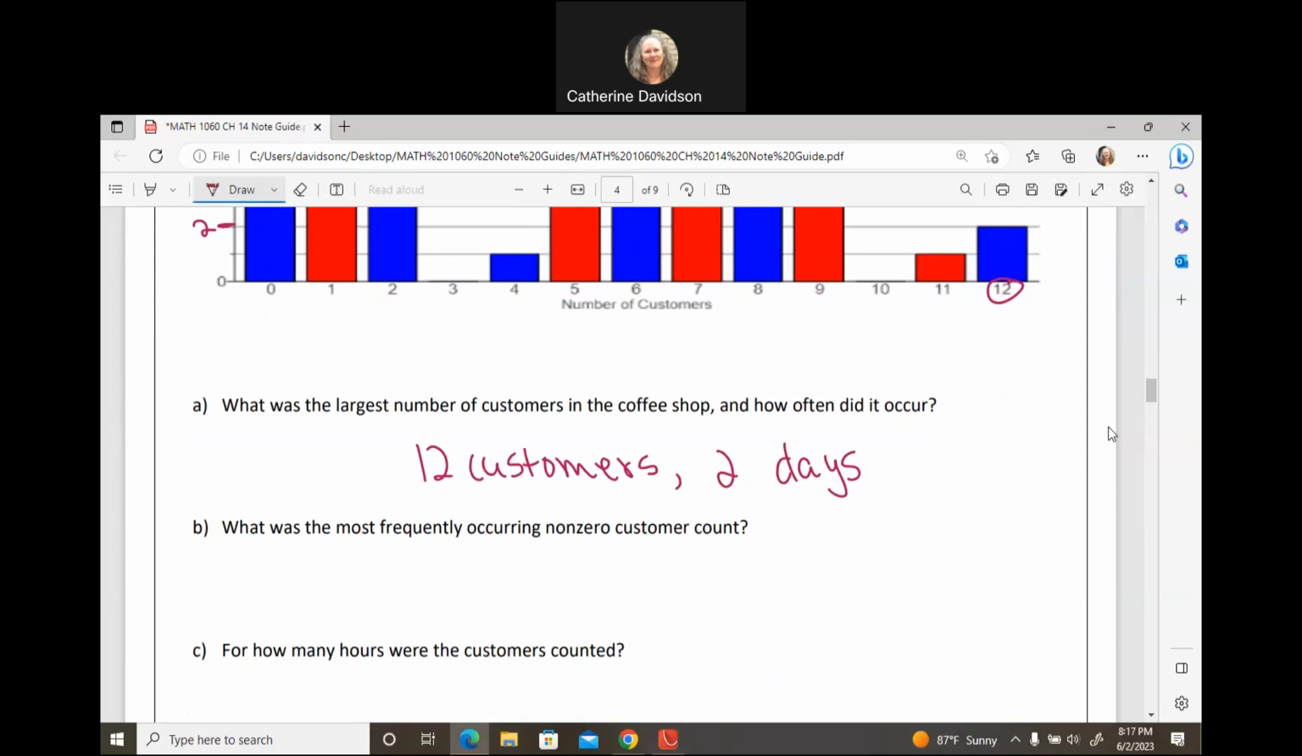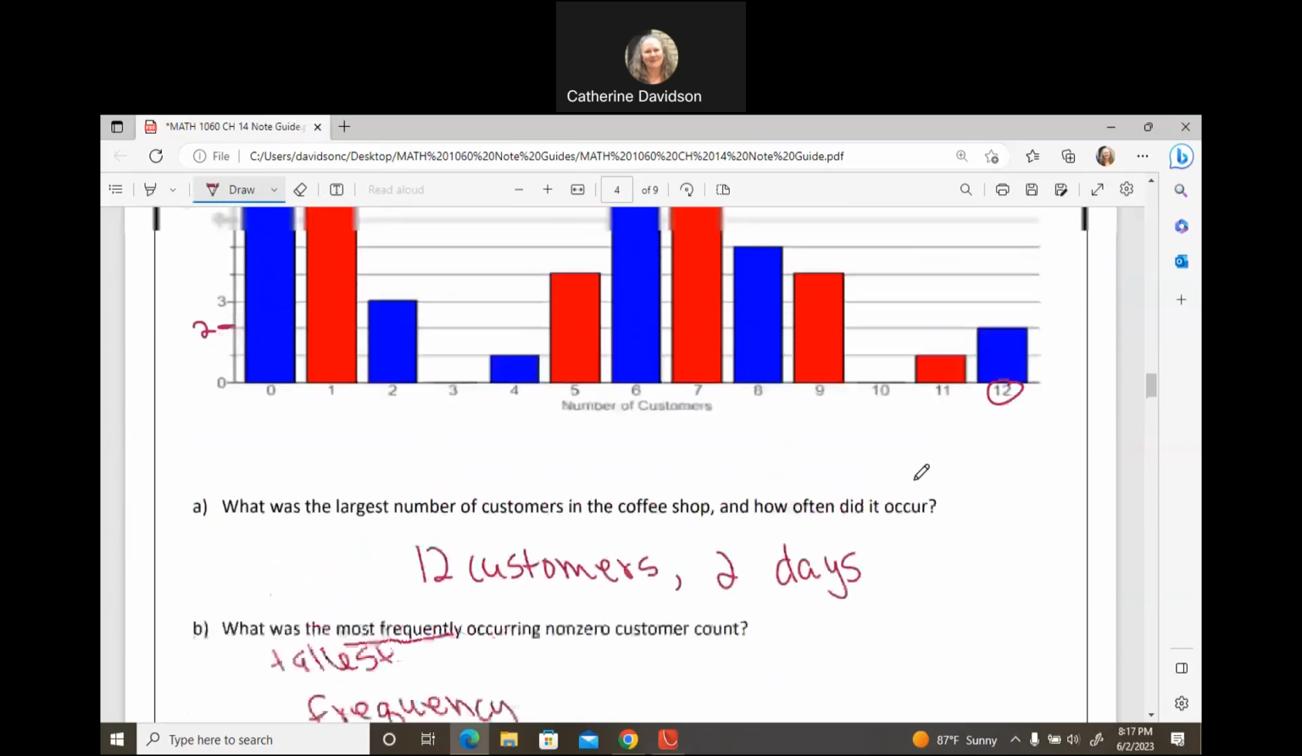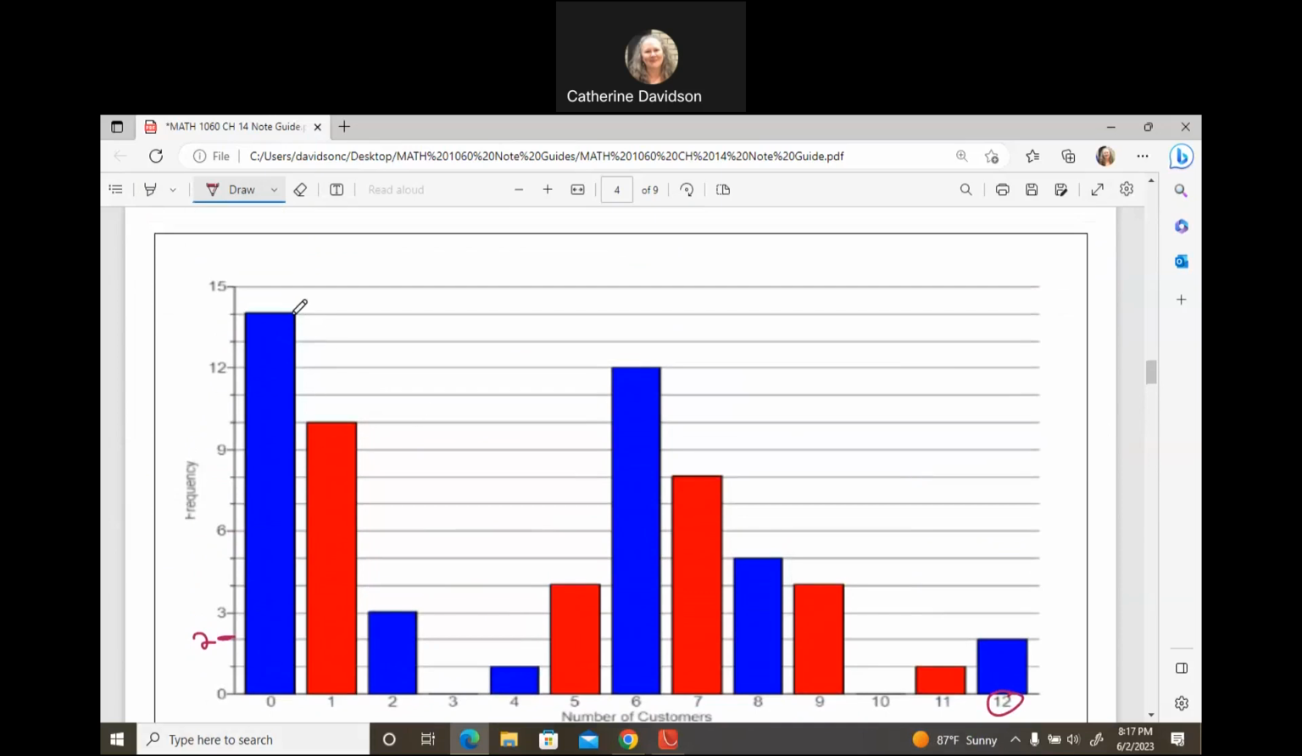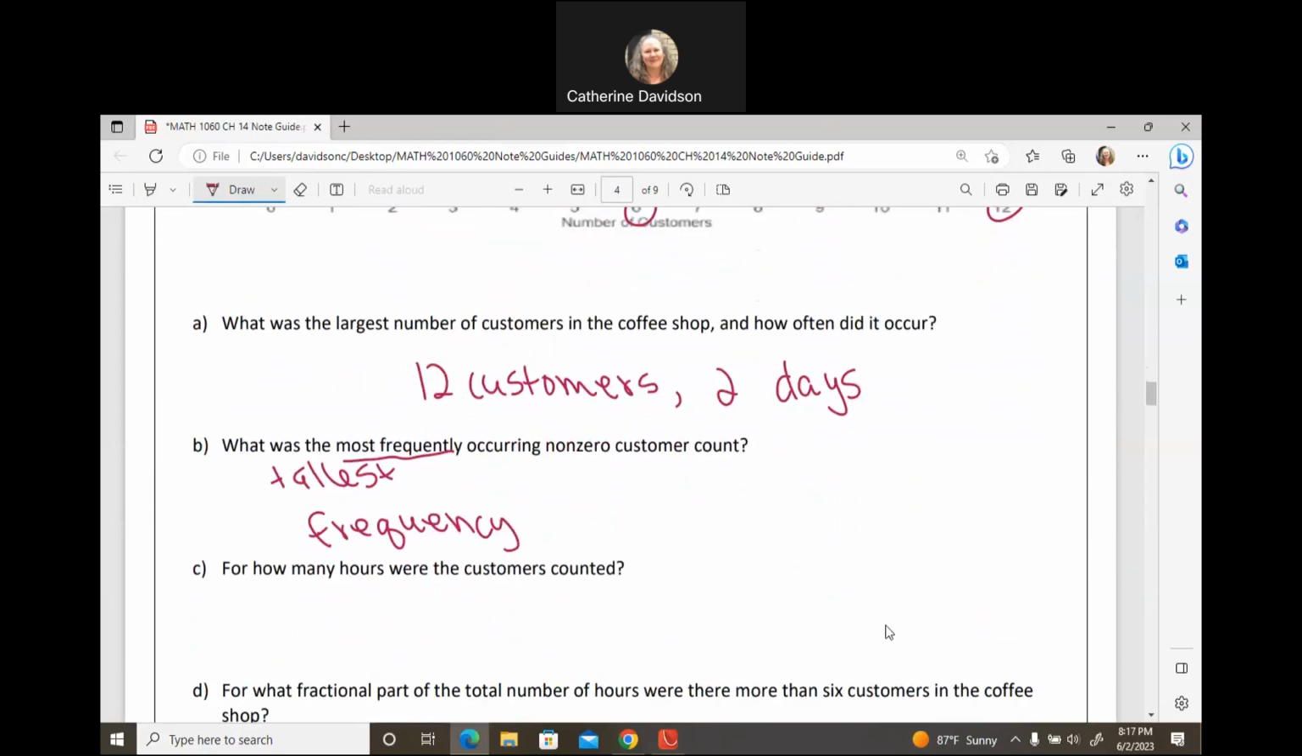So what was the most frequently occurring non-zero customer count? So most frequently means tallest frequency. So if we look at the bars, which is the tallest bar? All right, it's 0, but which is the most frequently non-zero? So the next one down is this blue bar, and that was 6 customers. So they said non-zero, so you can't use the actual tallest one, because there were the most number of days. The one that occurred the most frequently was a 0 customer count.